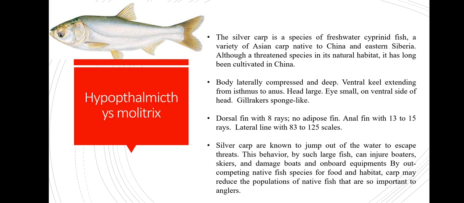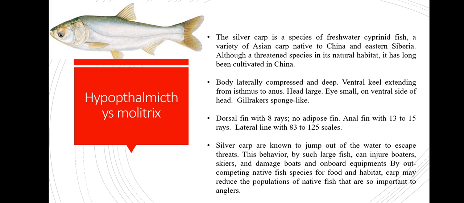Body laterally compressed and deep, ventral keel extending from isthmus to anus. Head large, eyes small on ventral side of head, gill rakers sponge-like. Dorsal fin with 8 rays, no adipose fin, anal fin with 13 to 15 rays, lateral line with 83 to 125 scales. Silver carp are known to jump out of the water to escape threats.